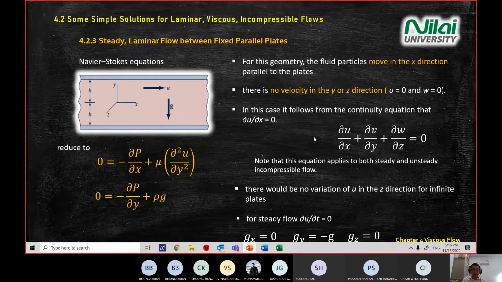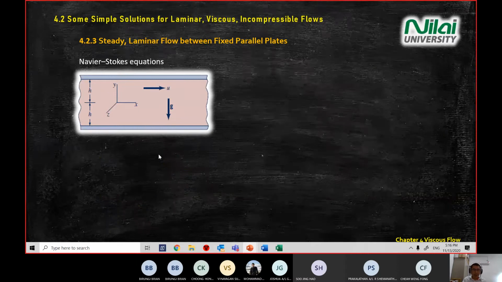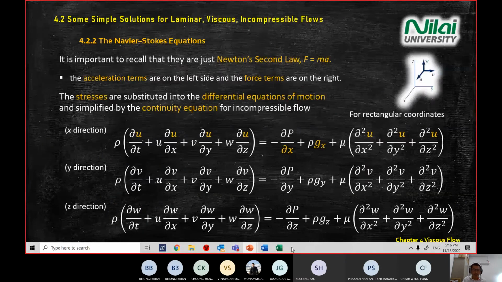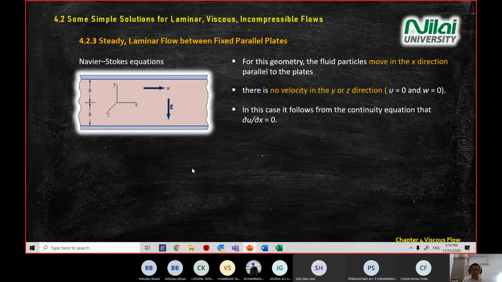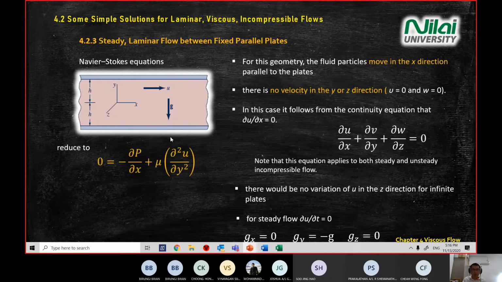So you reduce your Navier-Stokes equation, meaning these three very complex equations. After the assumptions that we stated just now, it reduces to a very simple equation. Everything on the left hand side becomes 0, and the right hand side only has negative del p over del x plus mu times the second derivative of u with respect to y. Okay.